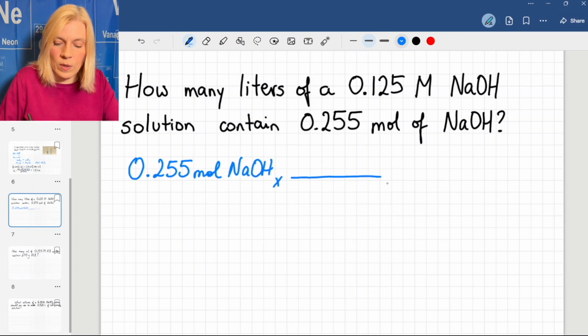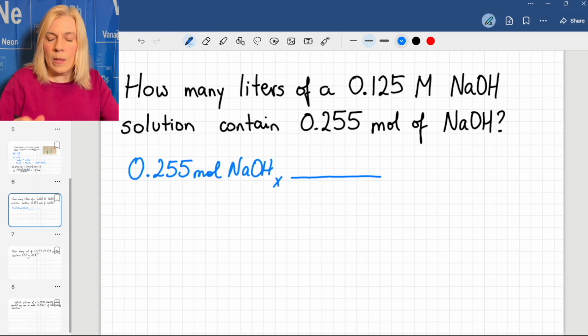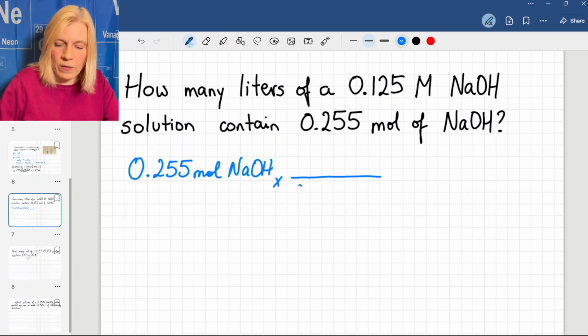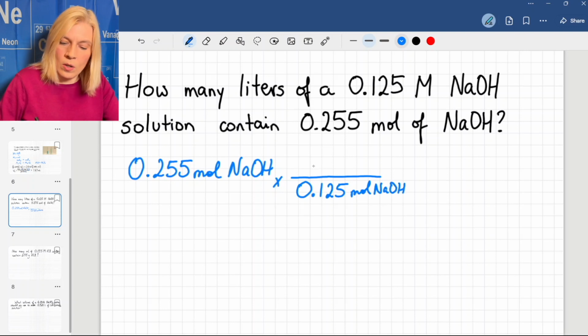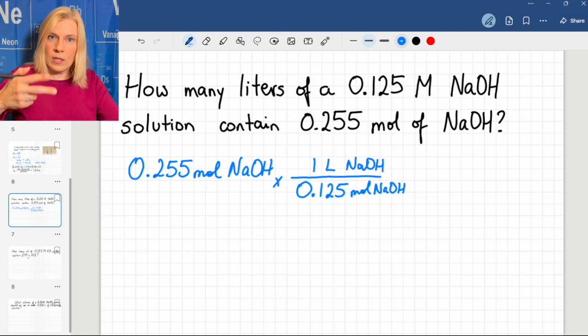Times, what are we doing? Well, molarity is moles per liter, but I can also turn it upside down, right? So if I put 0.125 moles of sodium hydroxide per 1 liter of sodium hydroxide, there we go. I can use it this way also.